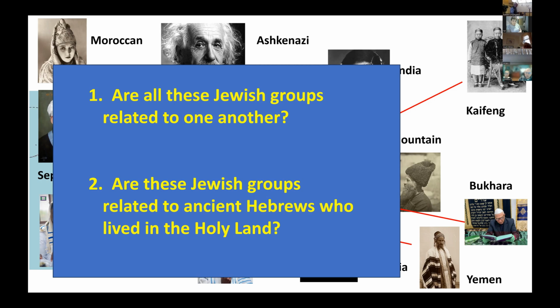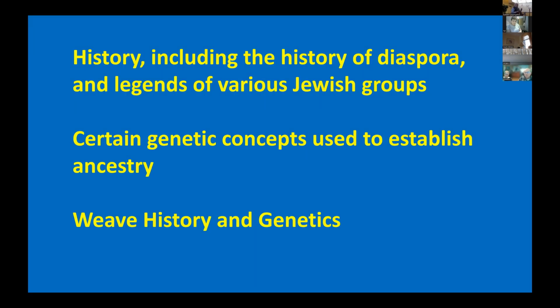In order to do that, I will go fairly quickly over the history of diaspora, and that will include history and legends of different Jewish groups. And then I will remind you, because I know most of you do know some genetic terms, but if you've forgotten, it will be a very quick refresher of genetic concepts, how to prove ancestry or relationship. And then when we're done with this, we'll try to weave together the historical events of diaspora with whatever we know about genetics, and see whether or not indeed all these Jewish groups are related to one another.